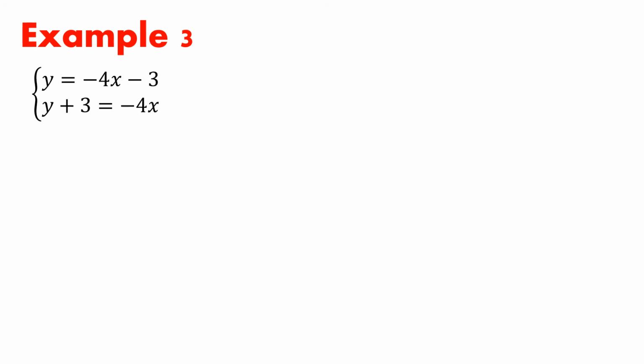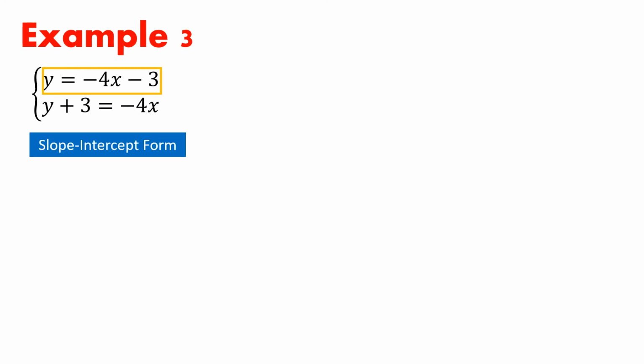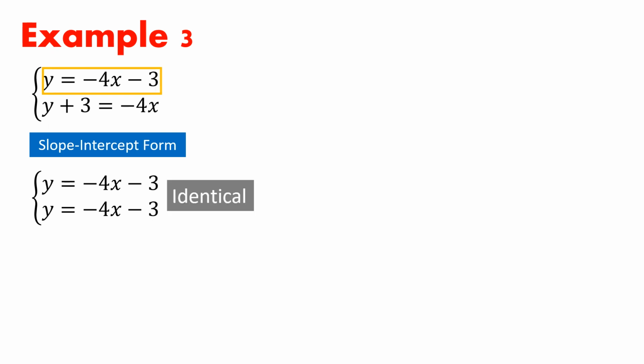Finally, let us move on to example 3. We have another system of linear equations. The first linear equation is in slope-intercept form, while the second linear equation is not. If we rewrite the second linear equation in slope-intercept form, we end up with an equation that is exactly the same as the first linear equation. This means the two linear equations are identical.